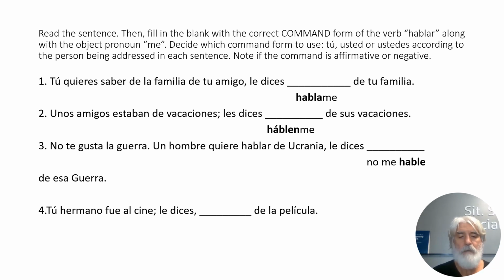All right. And on the last one, tu hermano fue al cine. Your brother went to the movies, or to the cinema. Now, tú le dices, you tell your brother, you tell him what? Talk to me about the movie, right? Película means movie. So you're going to use the tú form. What's the tú form of hablar? It's going to be habla. So, háblame de la película.